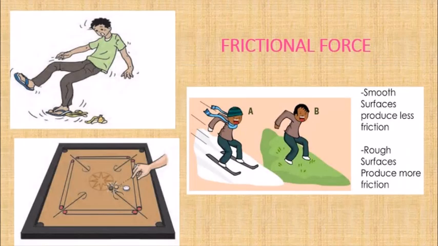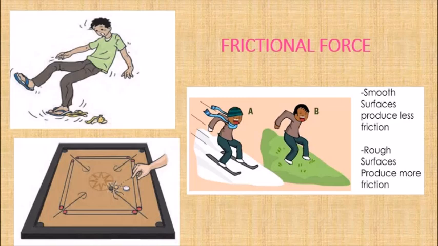The next type of force, the fifth type, is frictional force. Children, you must have seen that whenever someone walks on a banana peel, that person slips and falls down. And when you are playing carom, if you add a little powder to the board, it's easy to strike the coins. All of this is because of a force called frictional force. On a smooth surface the frictional force is less, whereas on a rough surface the frictional force is more. When two surfaces rub against each other, a force of friction is produced, and this force always acts against the direction of motion.